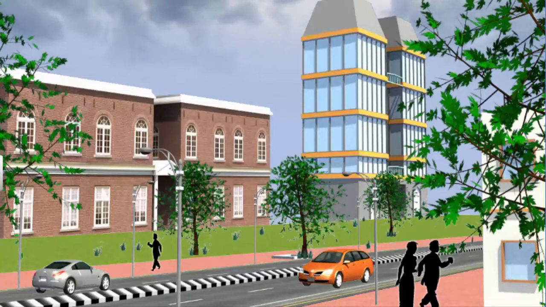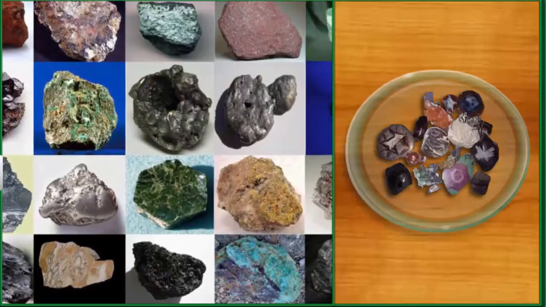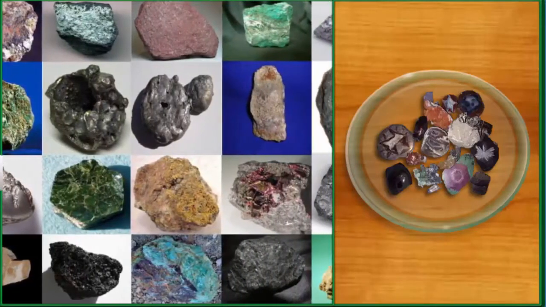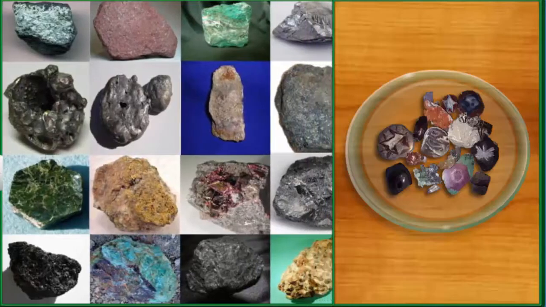All these materials come from substances called minerals, found embedded in rocks in the Earth's crust. Minerals are defined as naturally occurring homogeneous substances that have a definite internal structure.